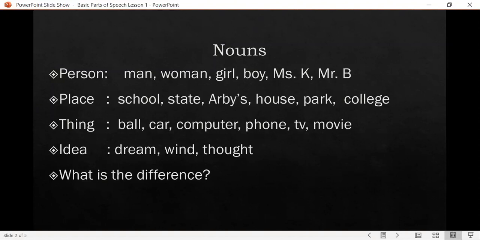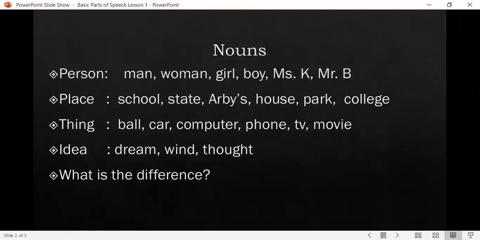Then you have places, which can be the same thing as person, where you have school, state, house, park, college. Those are just some examples. But Arby's is the name of a restaurant. Now, the word restaurant would actually be an improper noun, or would not need capitalization. But because Arby's is the specific name of a restaurant, it does need capitalization. And the same goes with college, park, anything that has specific identification.